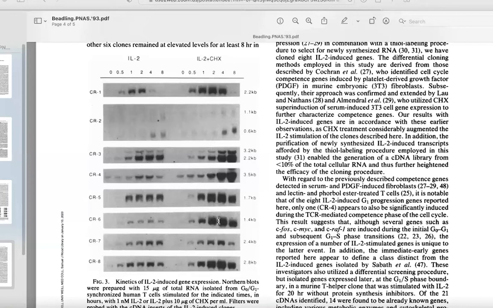Then we took all these genes and we prepared messenger RNA and northern blots after the TCR had stimulated them. And there's no data to show you here because only one, which was CR4, the SATB1 gene, was also activated by the T cell receptor. So we had 7 new genes that were clearly IL-2 induced genes. And that's exactly what we wanted. So I'll stop screen sharing.